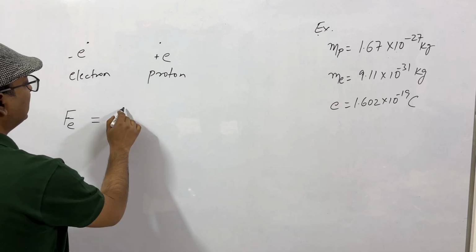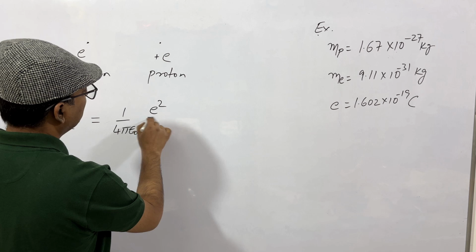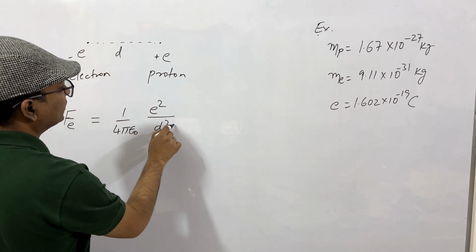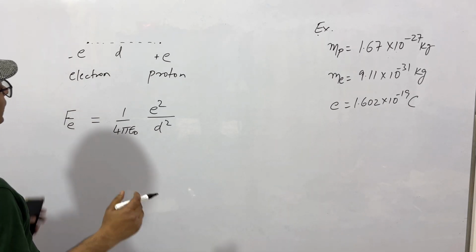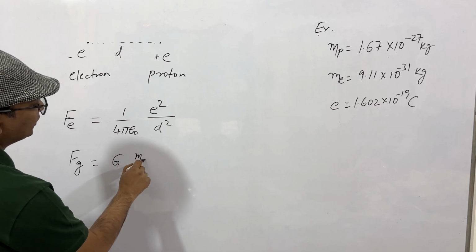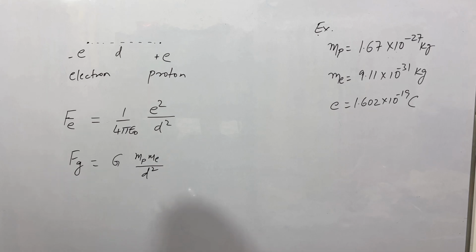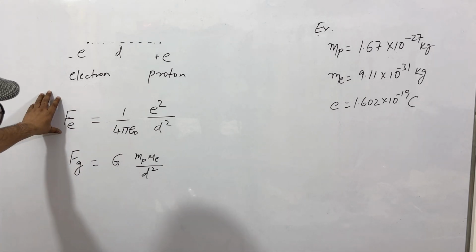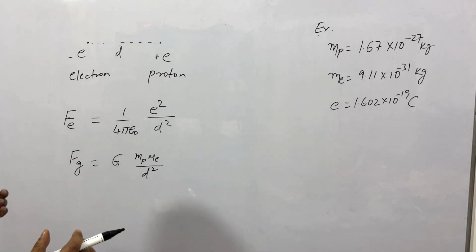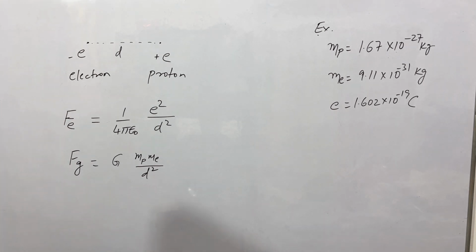So what is the value? It will be 1 by 4 pi epsilon 0, and then Q1 Q2, that is e square, and then the distance, let this distance be d. So this will be d square. And what is the force of gravitation between these two? This will be G, mass of proton into mass of electron, by distance square. Now let's find out the values of this, and let's see the ratio between the two, so that we have a fair understanding of the strengths of electrostatic force and gravitational force, just for understanding.